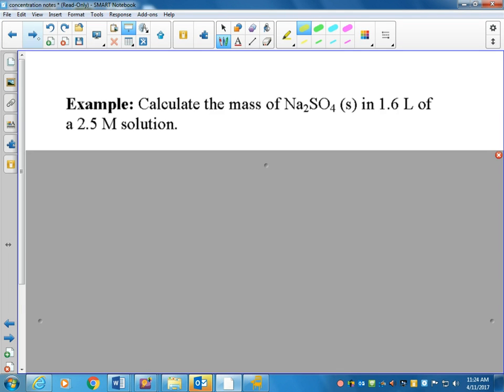But if we know the amount of moles, can we calculate the amount of grams? Yeah, by using an old school method.